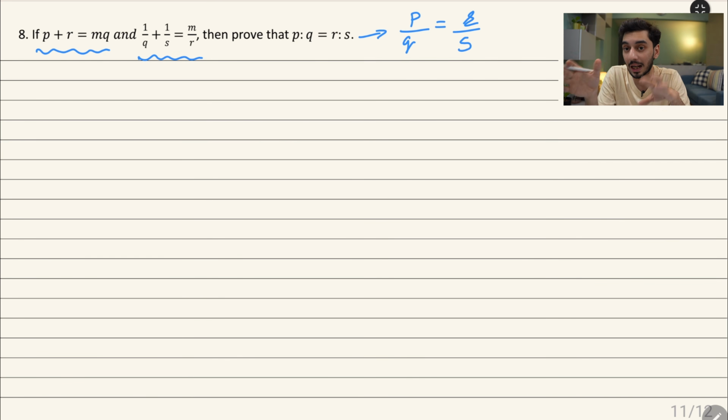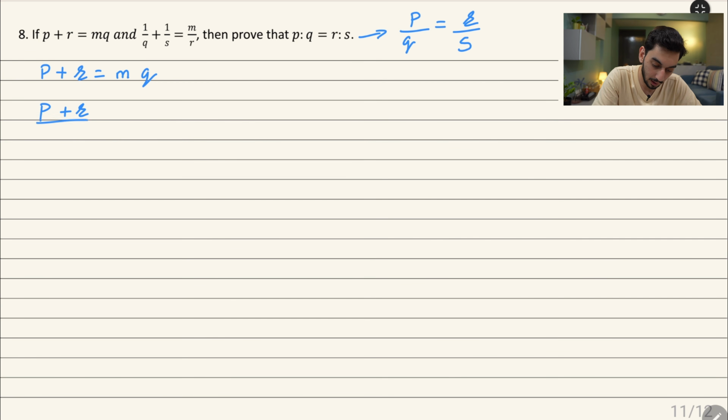But in my answer I do not need an m, which means I need to get rid of the m from these equations. Once I get rid of the m, my life would be really easy. Let's see what can be done over here. Okay, so let us take the first equation: p plus r is equal to mq. I send the q to the denominator, so it becomes (p plus r) upon q is equal to m.